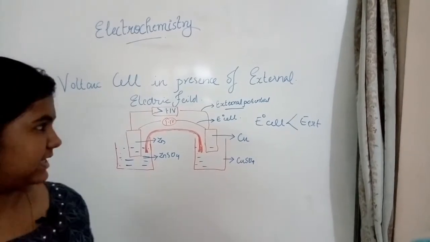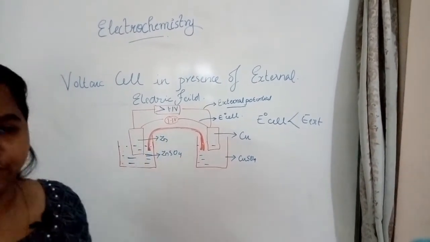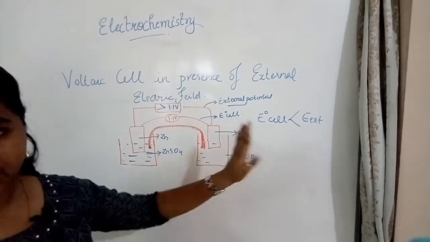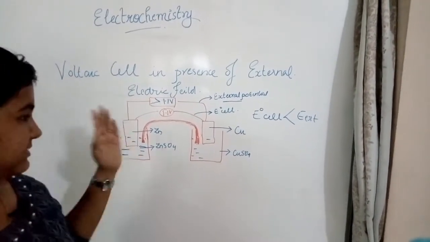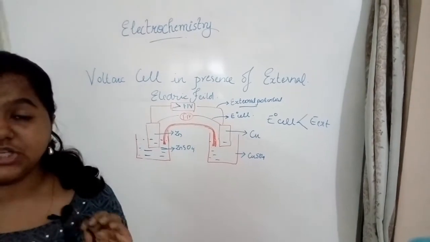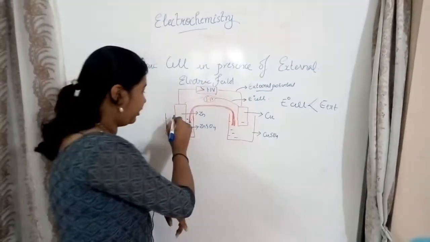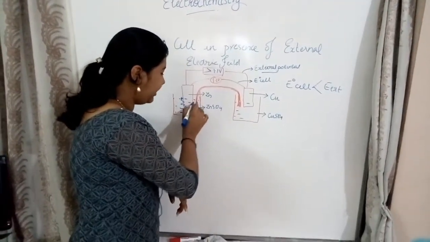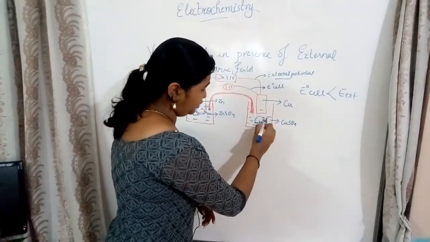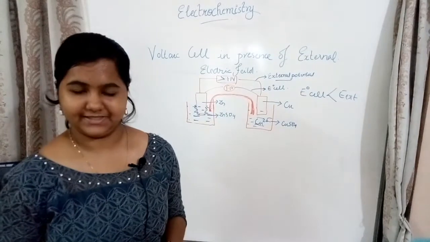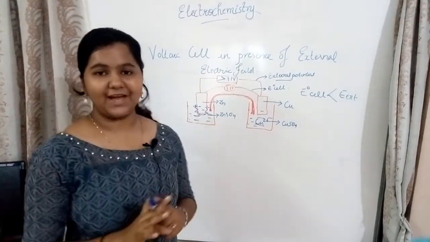What was the first case? In the first case electron flow was from zinc to copper. So in this case it's from copper to zinc, and current flow is from zinc to copper. And deposition of Zn would happen on the anode, and the conversion of copper to Cu2 plus in the solution happens. So this is the first topic that we have to discuss.